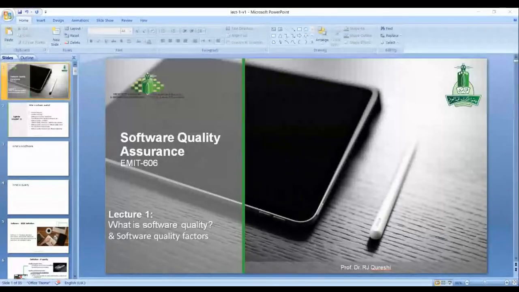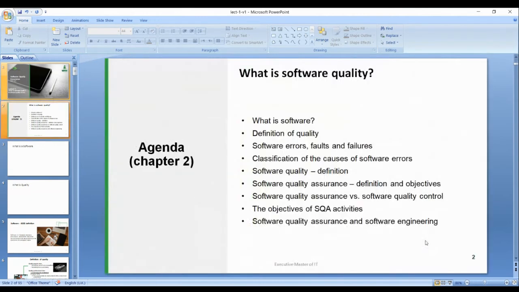Software quality assurance. So first of all, we should know about software, and then we talk about quality. These are the topics we are going to cover during the session.